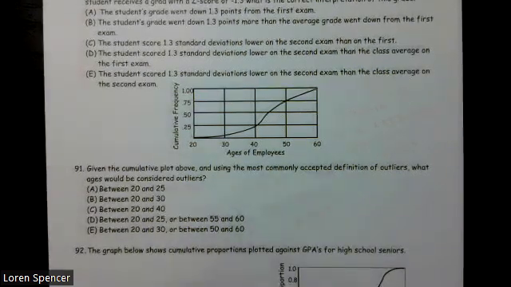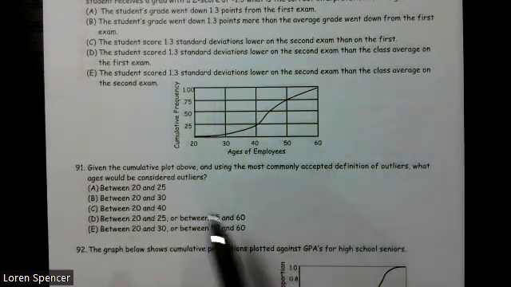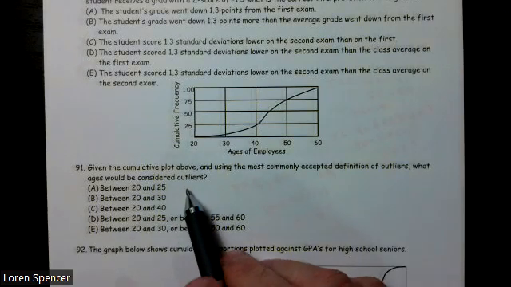This is Unit 2, Displaying and Describing Data Depth Packet, problems 91 through 100. Given the cumulative plot above and the most commonly accepted definition of outliers, what ages would be considered outliers?